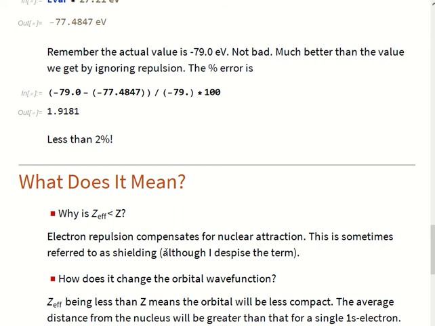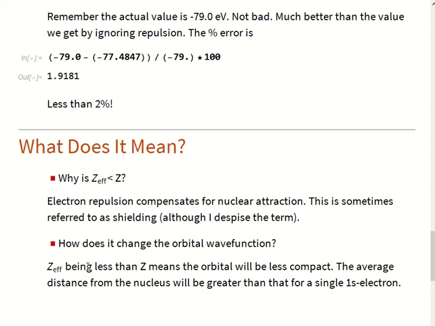The nucleus is attracting with the full atomic number Z, but electron repulsion is preventing the electrons from getting as close to the nucleus as we might suspect, because they would get closer to each other and repel each other more. And so that's what it is. The Z effective is less than Z because repulsion compensates for nuclear attraction.